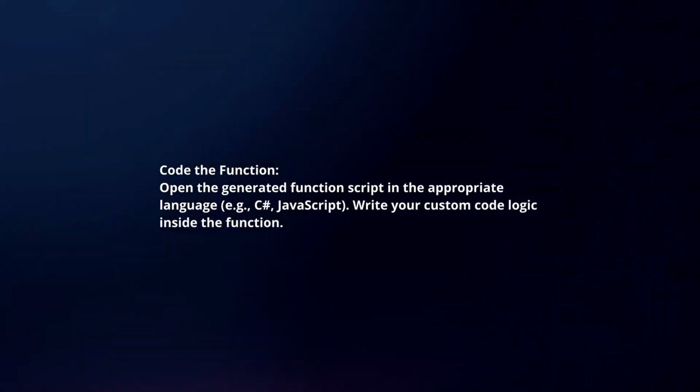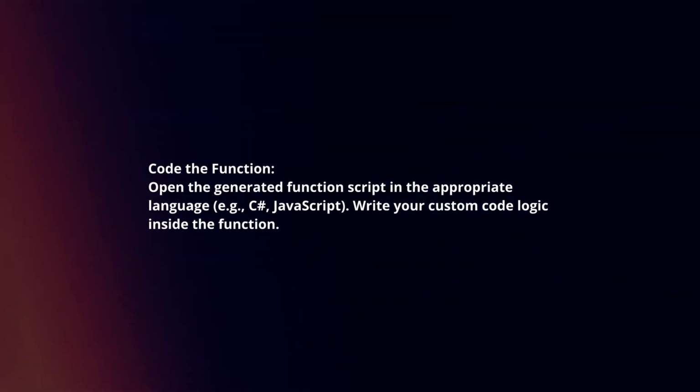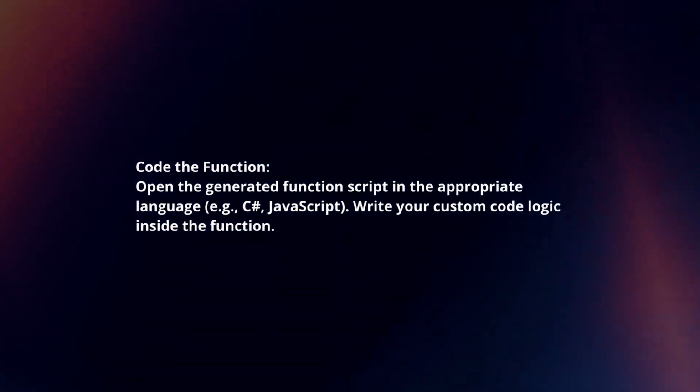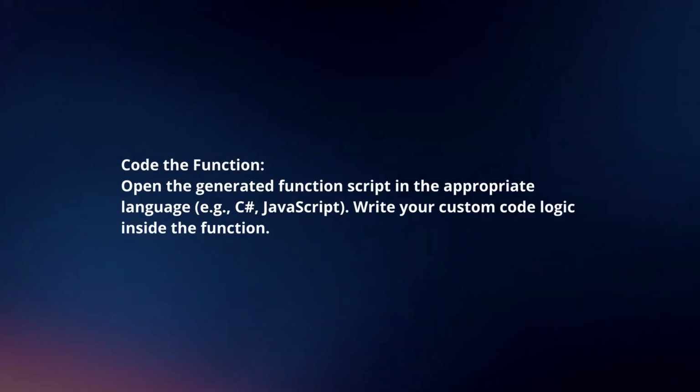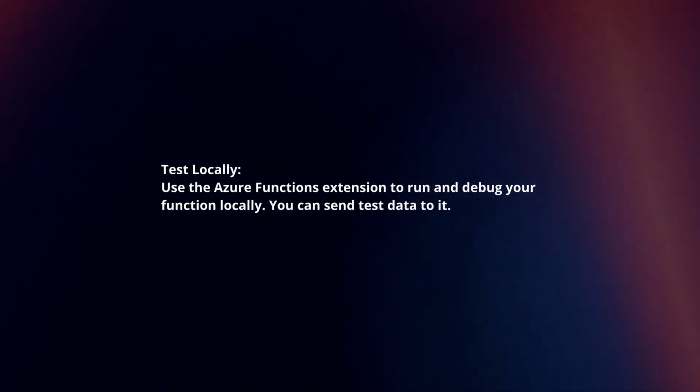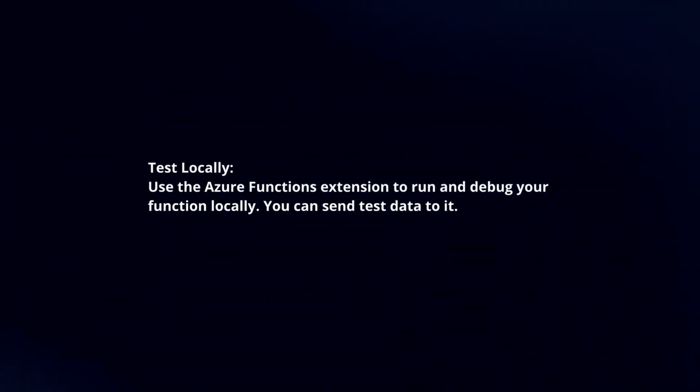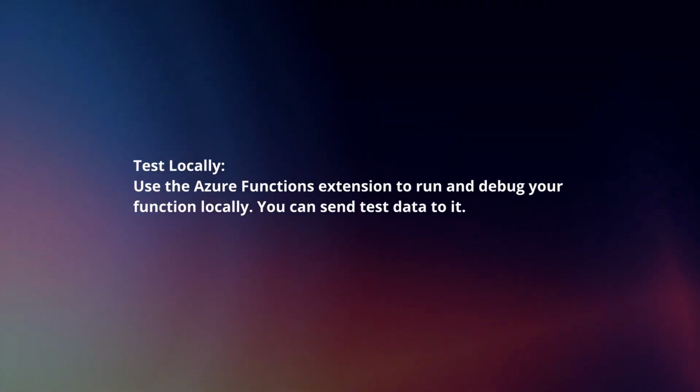Code the function. Open the generated function script in the appropriate language. Write your custom code logic inside the function. Test locally. Use the Azure Functions extension to run and debug your function locally. You can send test data to it.